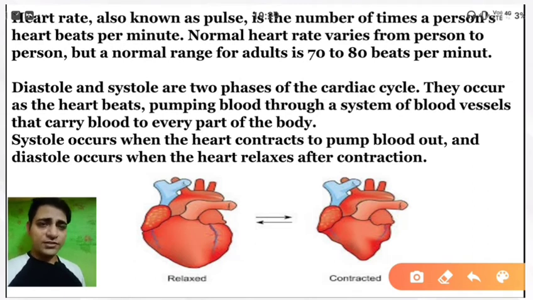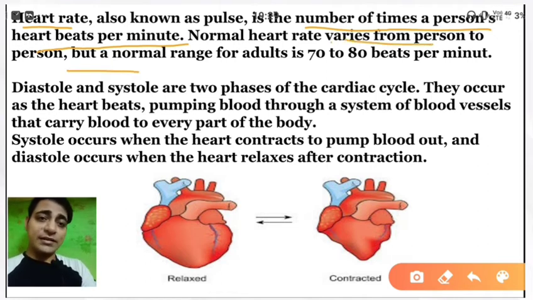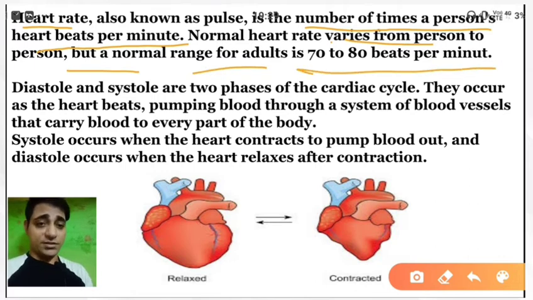Now another point we will talk about here is heart rate. Heart rate, also known as pulse, is the number of times a person's heart beats per minute. In a minute, how many times our heart shows relaxation and contraction movement is known as pulse rate or heart rate. Normal heart rate varies from person to person, but a normal range for an adult is 70 to 80 beats per minute. Okay, 70 to 80 times our heart shows contraction and relaxation.